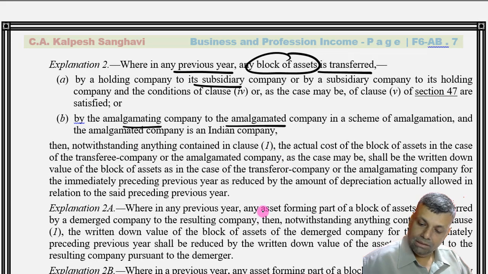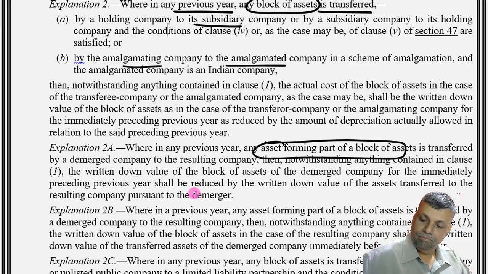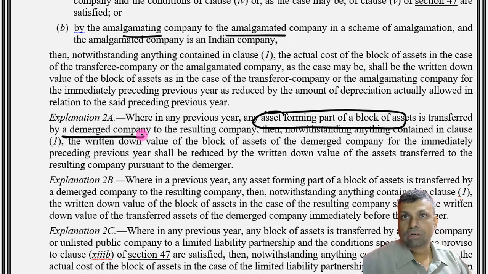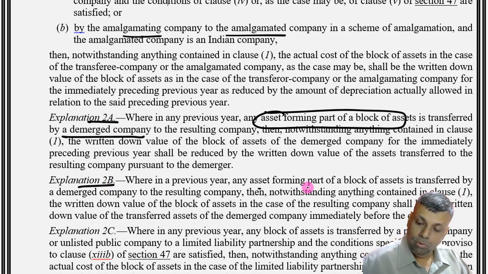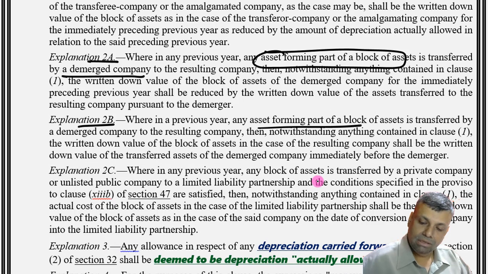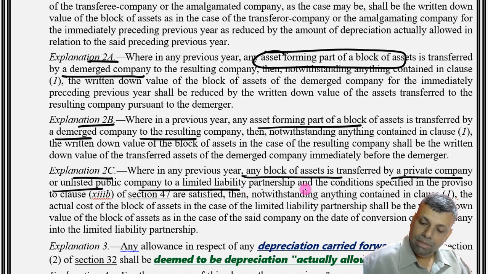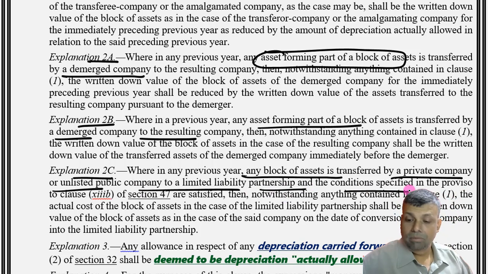Further, if you look at this, any assets forming part of the block of asset transferred in the scheme of the demerger. Our particular question was not in relation to the demerger. That is the reason we could not use these provisions. Where the asset forming part of the block of assets has been transferred, again here also this is demerger, so we could not use these provisions. Further explanation: where any block of asset is transferred by a private company to an unlisted company or to a limited company, etc. So basically we have not used this provision. Why? Because there is no specific mention in this regard, and that is the reason we have used the ratio of number of days, that is the proviso to section 32.